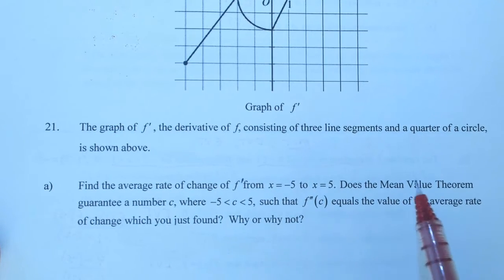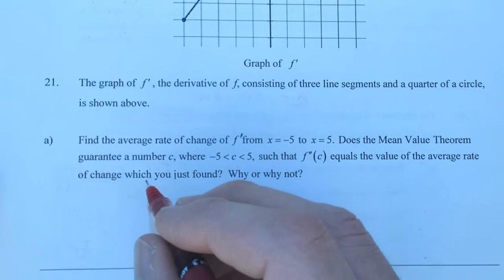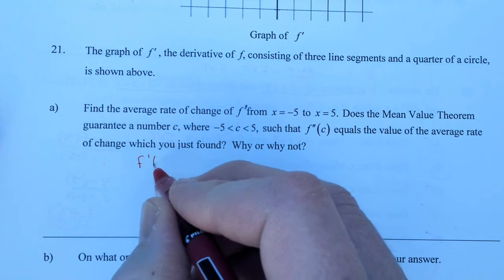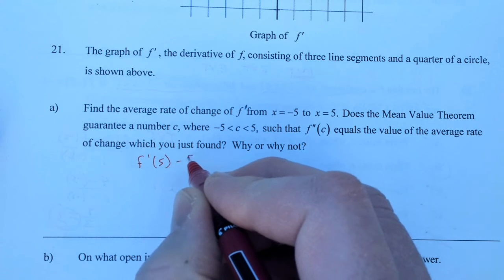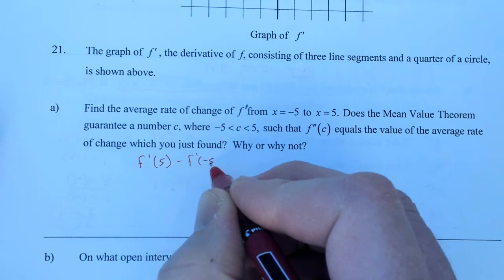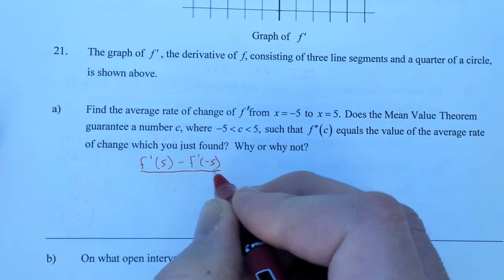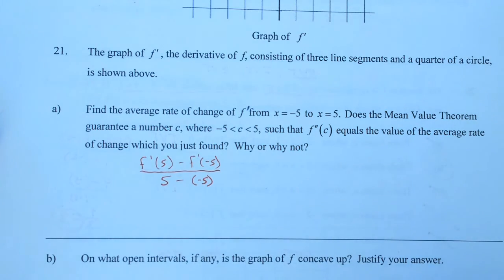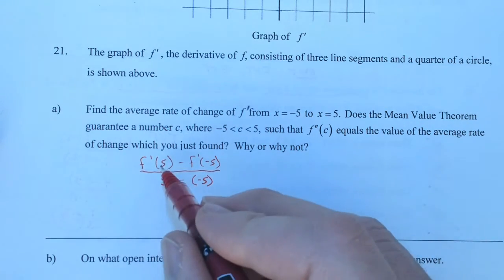Okay, so let's go ahead and do that. We're looking for the average rate of change of f prime. So that means we want f prime of the larger value, f prime of 5, minus f prime of -5, over 5 minus -5.